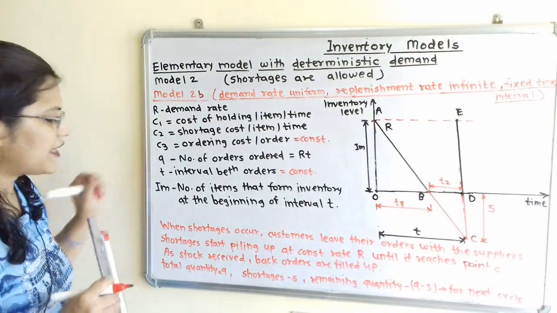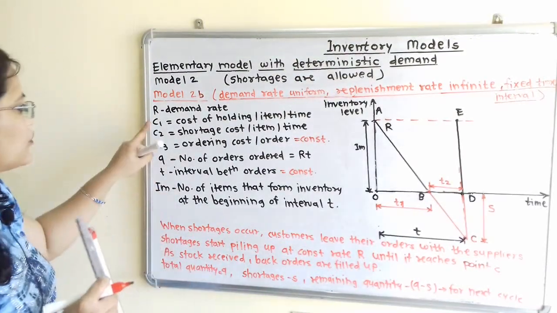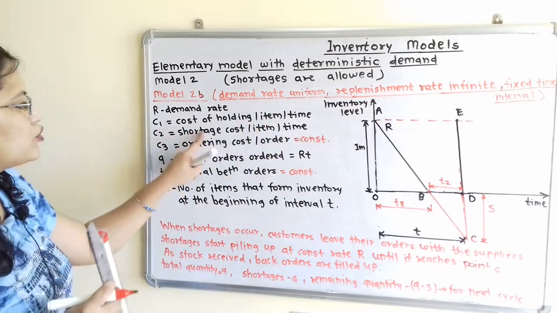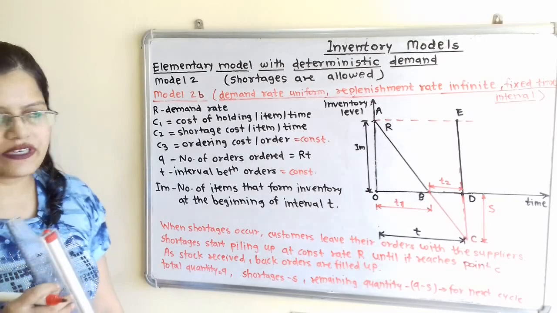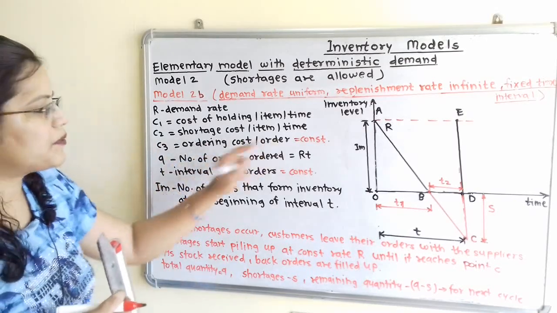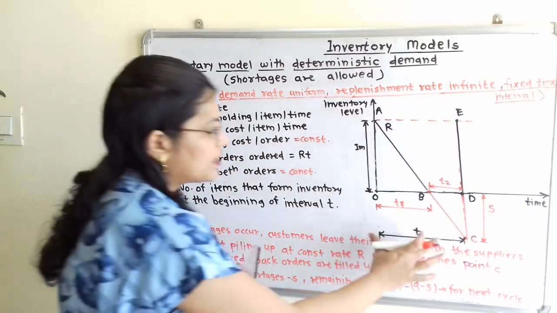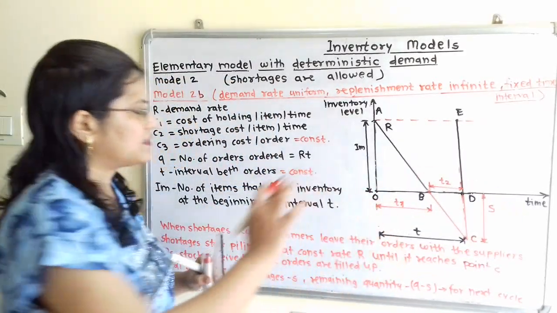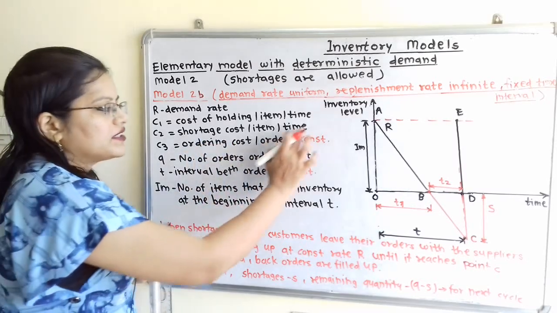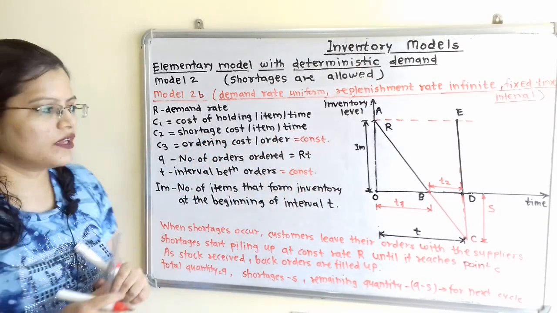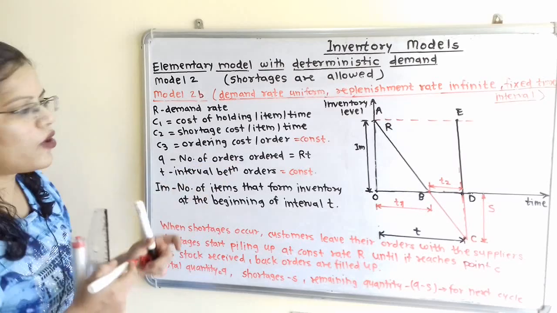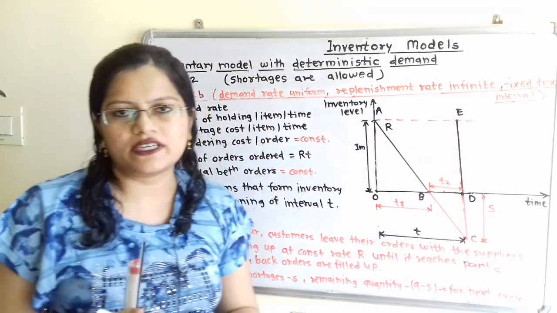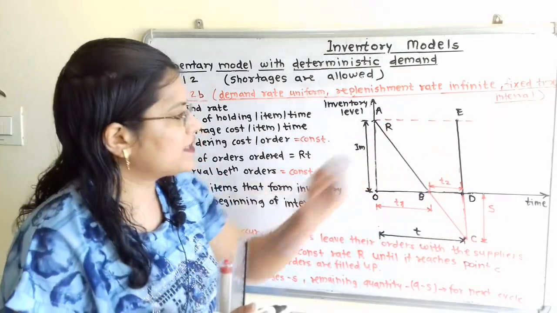Now we will understand the remaining parameters. C1 is the cost of holding per item per unit time. C2 is the shortage cost per item per unit time. C3 is the ordering cost per order. Now we know that orders are placed within a fixed interval of time, so this T is fixed and that's why ordering cost is also constant. Then Q is the number of items ordered. Now at this point C, the order is placed up to point E and this total order is known as Q.